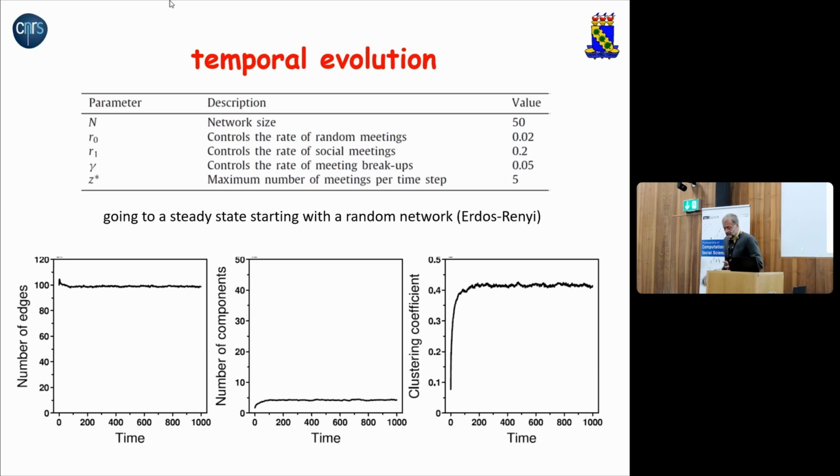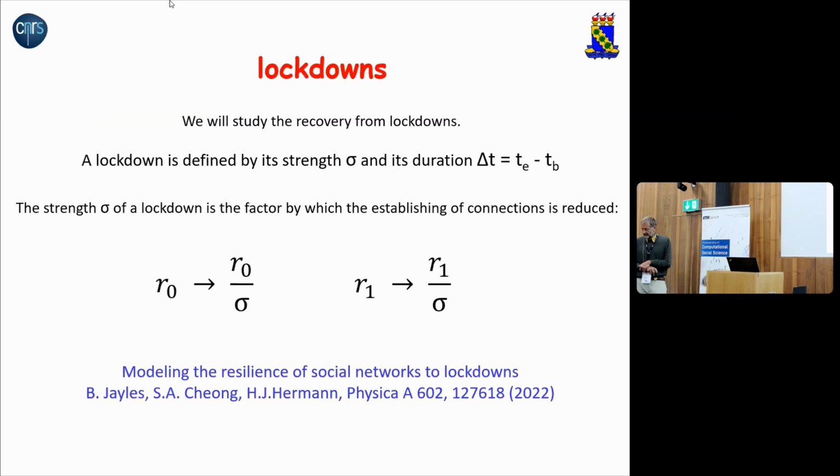So as I said, what we want to model is the effect of a lockdown. And so a lockdown will be now defined as a time during which these rates of forming random or social contacts will be reduced by the strength of the lockdown sigma. So the lockdown has 2 parameters, the strength and its duration.